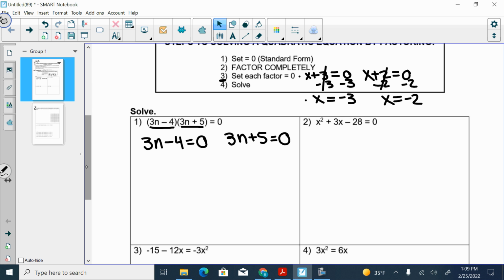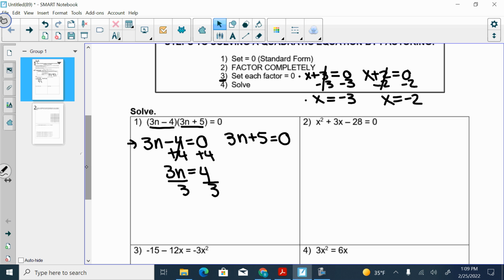So what would I do first to solve this one? What am I going to move? Plus 4. Good. And what is 0 plus 4? 4. Okay, so I have 3n equals 4. Then what should we do? Very good.